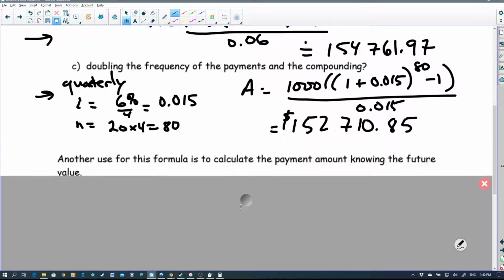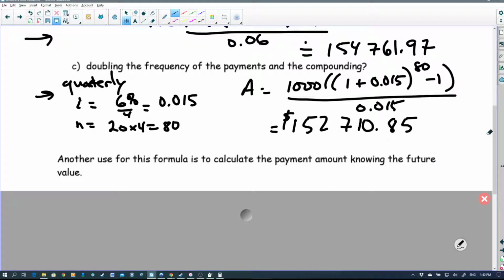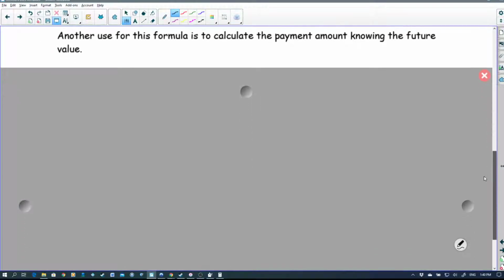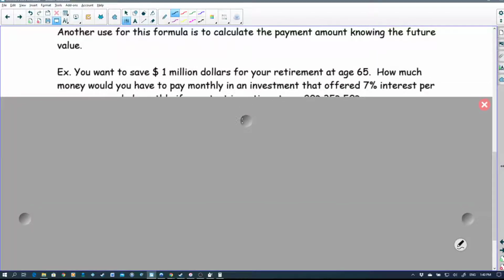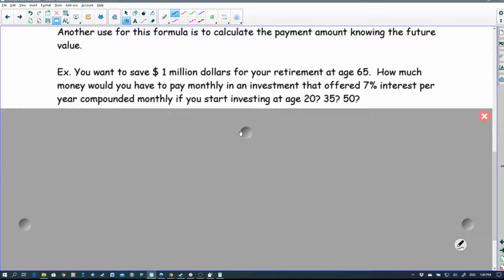Banks, same thing. All right, we're going to finish off with this one last example. What most people want to know is, what would I have to invest right now, starting today, monthly, to end up with $1 million for my retirement?